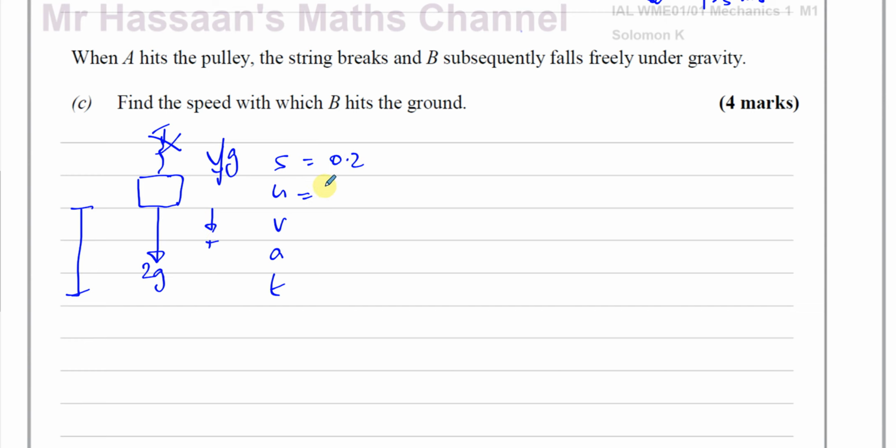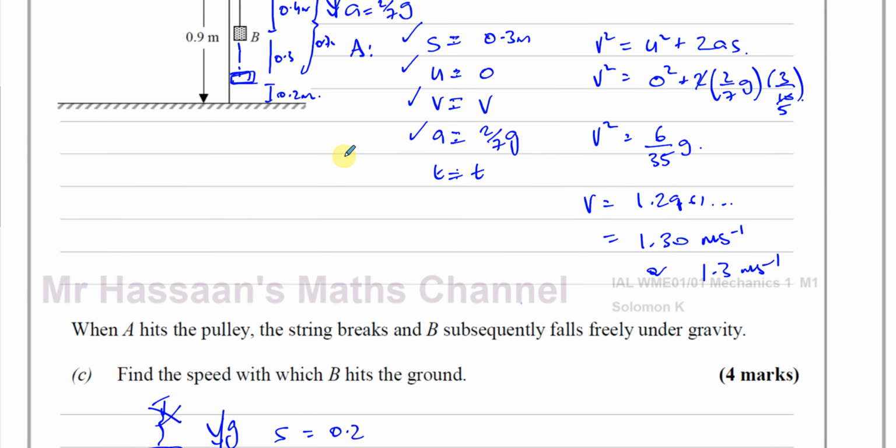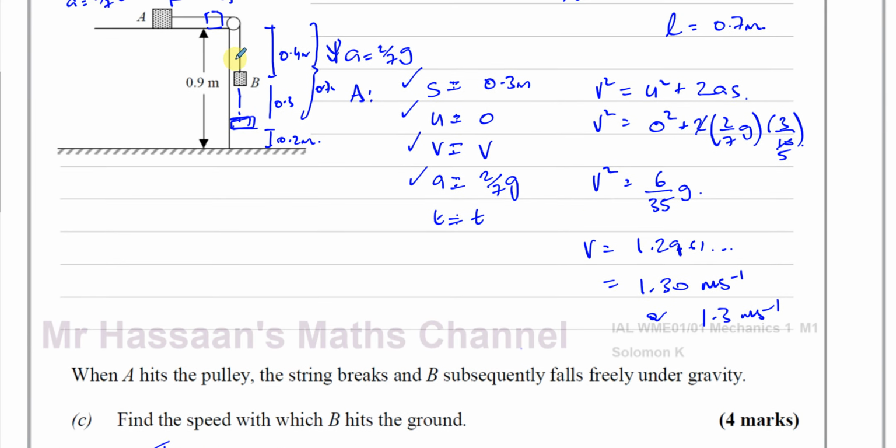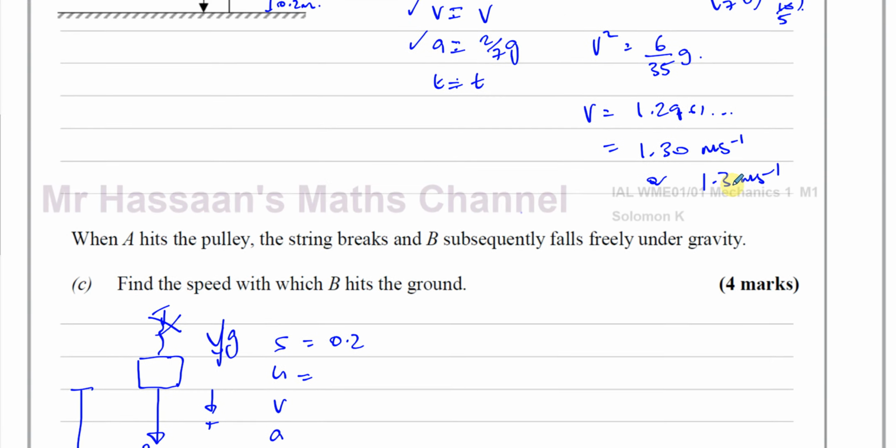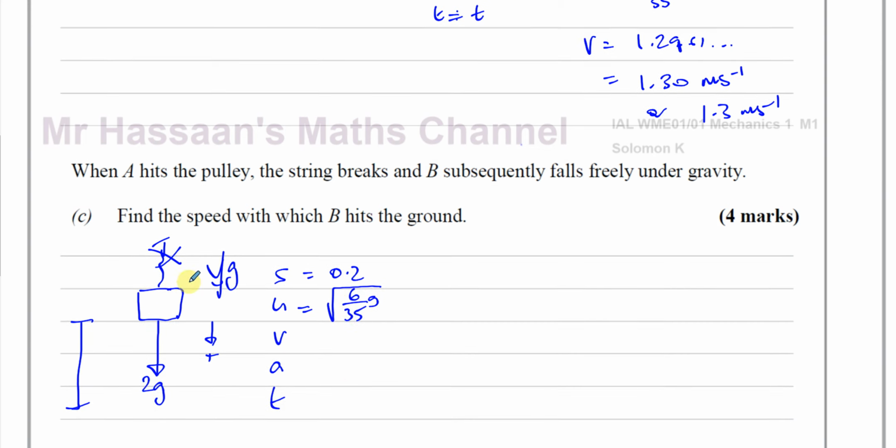U is going to be the speed it had at the point when the string broke. Now, when the string broke, that's when A hit the pulley. So when A hit the pulley, it was going with the same speed as B, same magnitude of speed. So we can say that the magnitude of the speed of B is the square root of, I'll write it in this form, root 6G over 35. That's the initial speed of B at the point where the string broke.